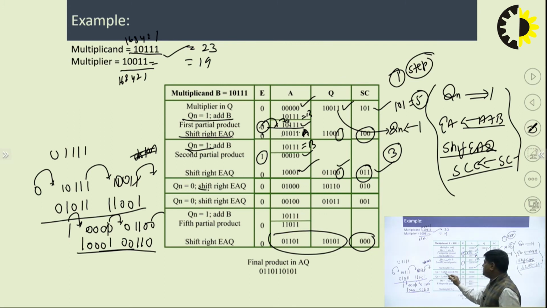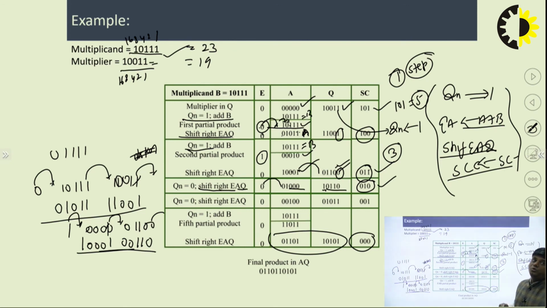QN is 0, only shift right EAQ and SC is equal to SC minus 1. Now shifting this 0 here and this one here and 3 times 0 is here and 1 is shifting from here and 1 bit shifts to the right side and this 0 is discarded and this 0 is shifted from here and SC is equal to SC minus 1. It means 3 minus 1 is 2. Okay. Now again check SC, 2 is not equal to 0.